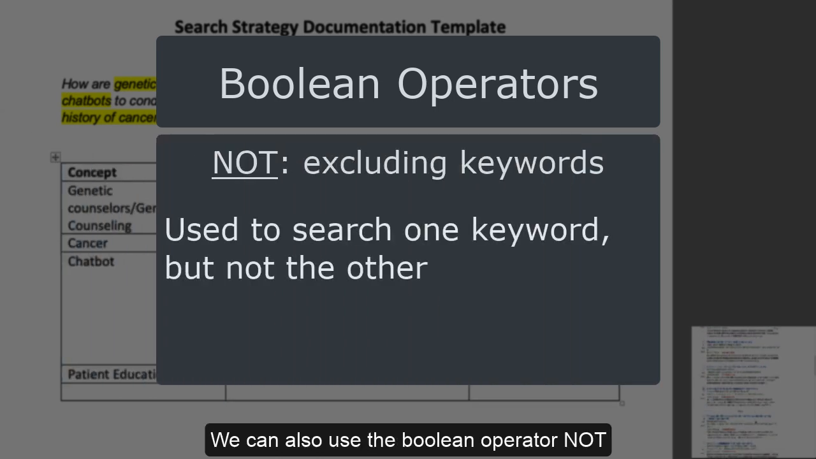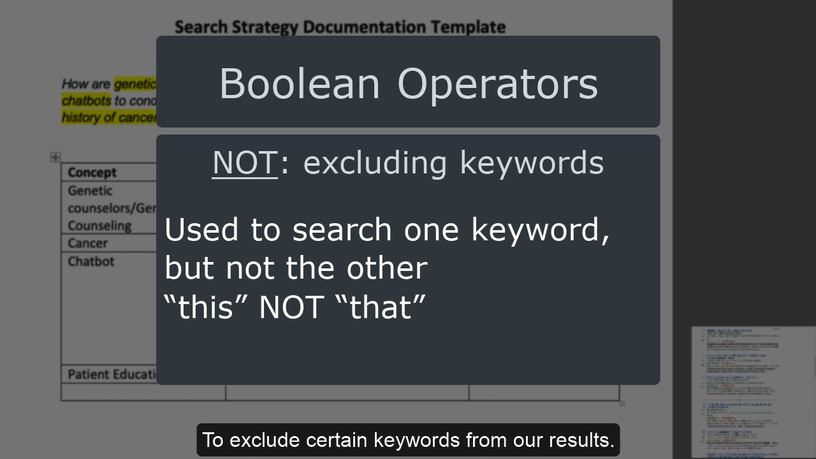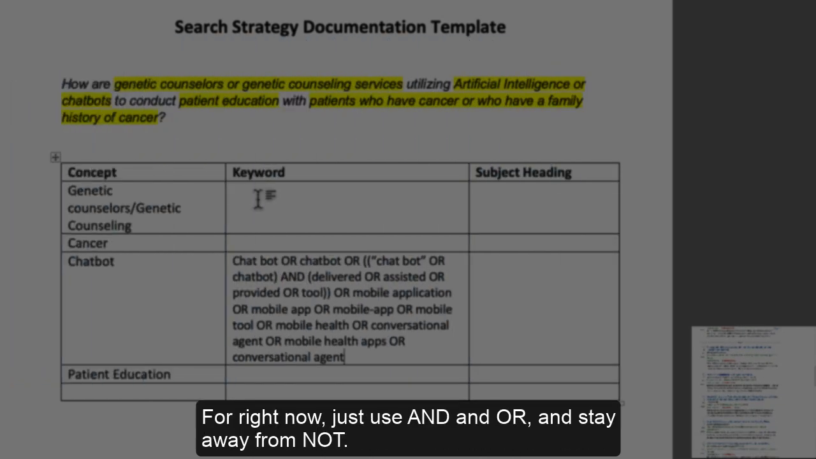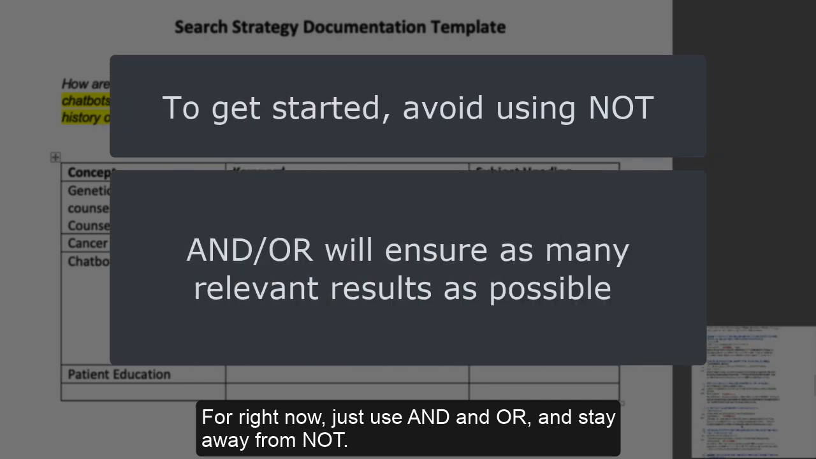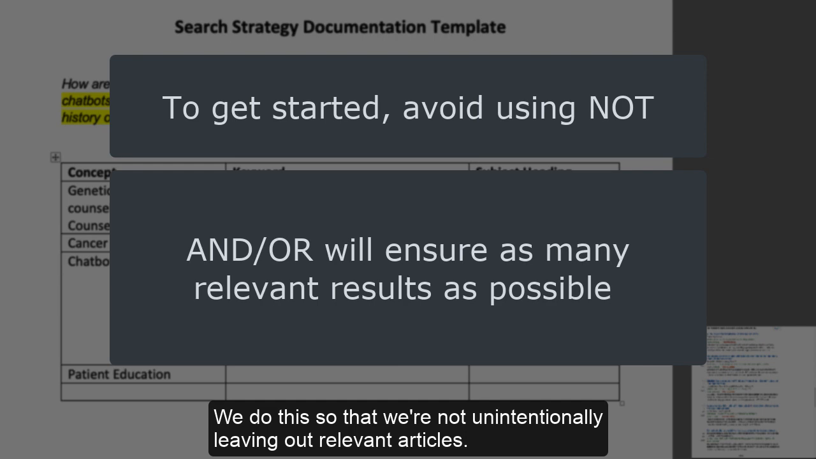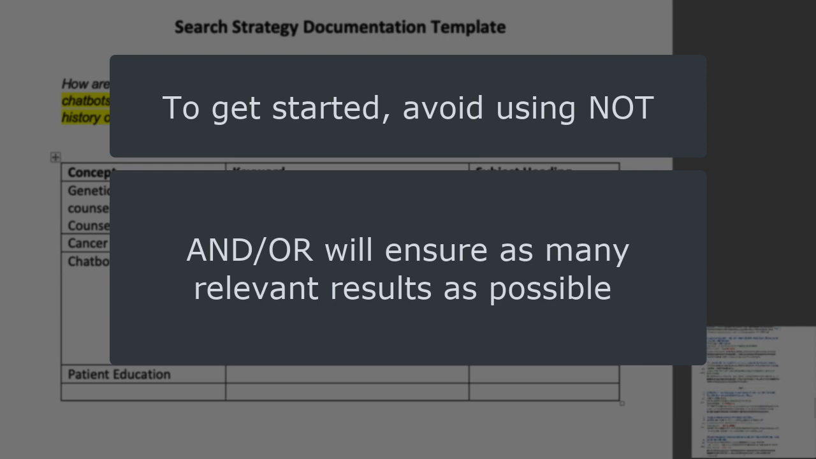We can also use the Boolean operator NOT to exclude certain keywords from our results. For right now, just use AND and OR and stay away from NOT. We do this so that we're not unintentionally leaving out relevant articles.